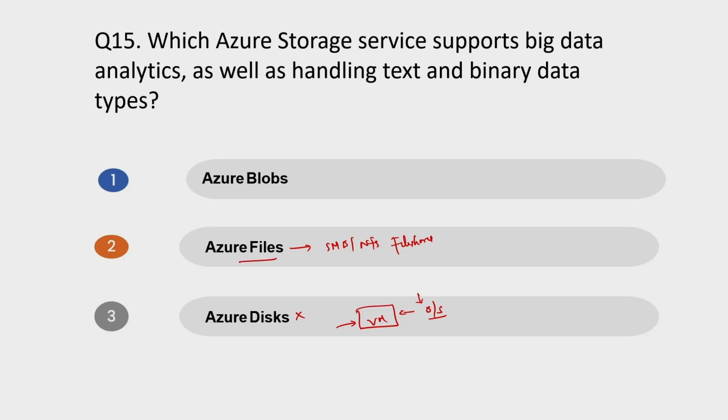Azure Files are not optimized for the big data. This will be the right answer because Azure blobs are object storage which is optimized for big data analytics. We have something called as data lake. So data lake v2 version we will be able to use with Azure blobs to do big data analytics.